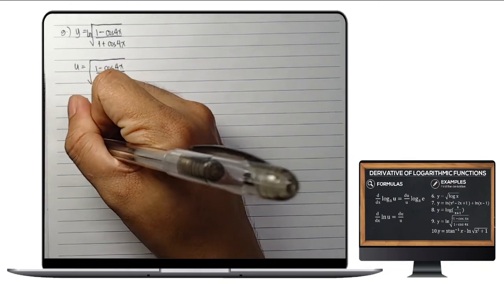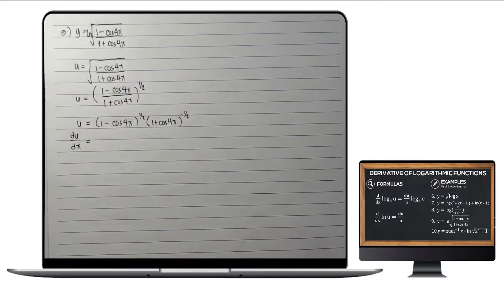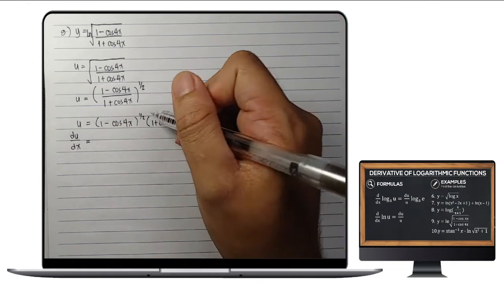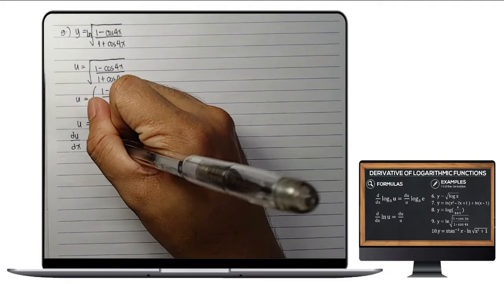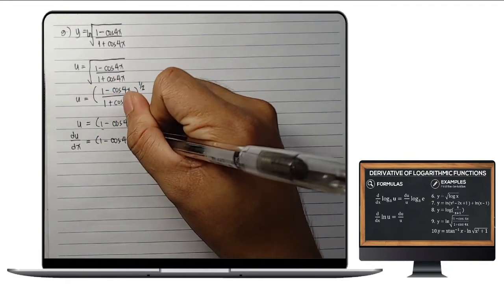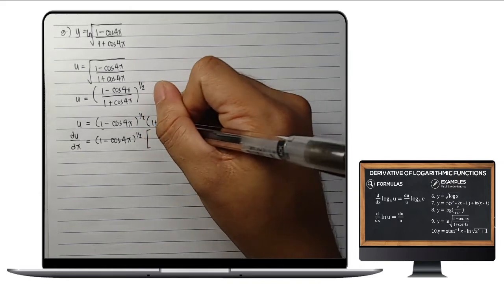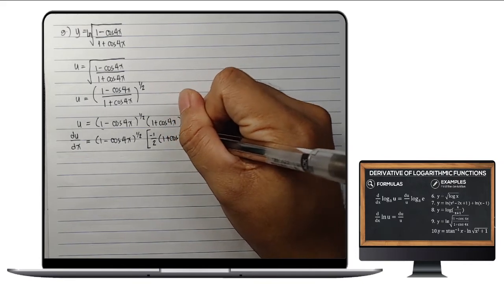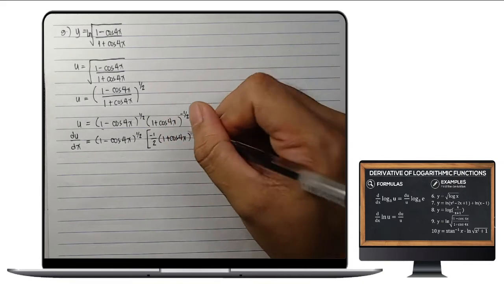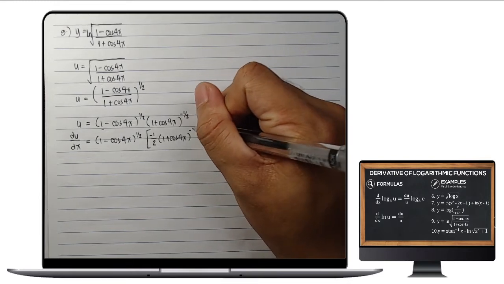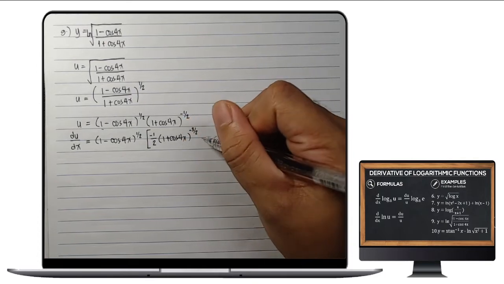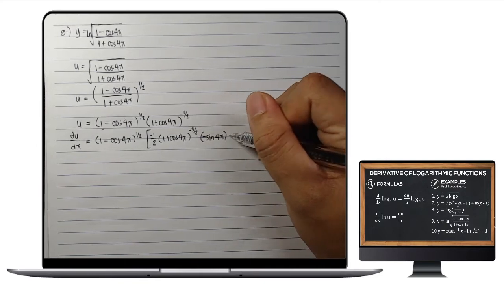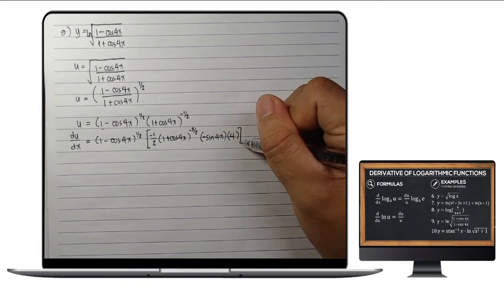So, when we get the derivative of u with respect to x, so what will happen? Dito muna, so copy natin si 1 minus cosine 4x raised to 1 half multiplied by the derivative of this. So, bababa si negative 1 half multiplied by 1 plus cosine of 4x. Then, minus 1, so that is negative 3 halves multiplied by derivative ng loob. Derivative of cosine is negative sine of 4x multiplied by derivative of 4x, which is 4.